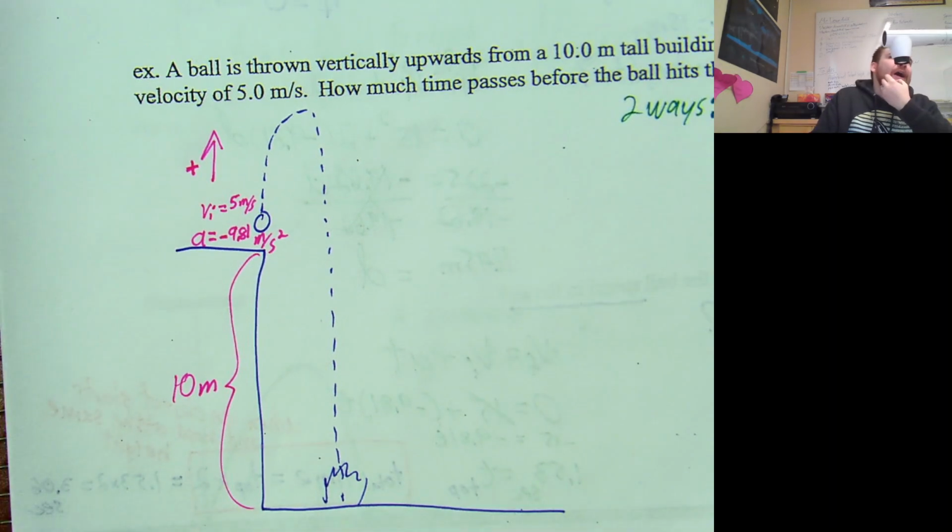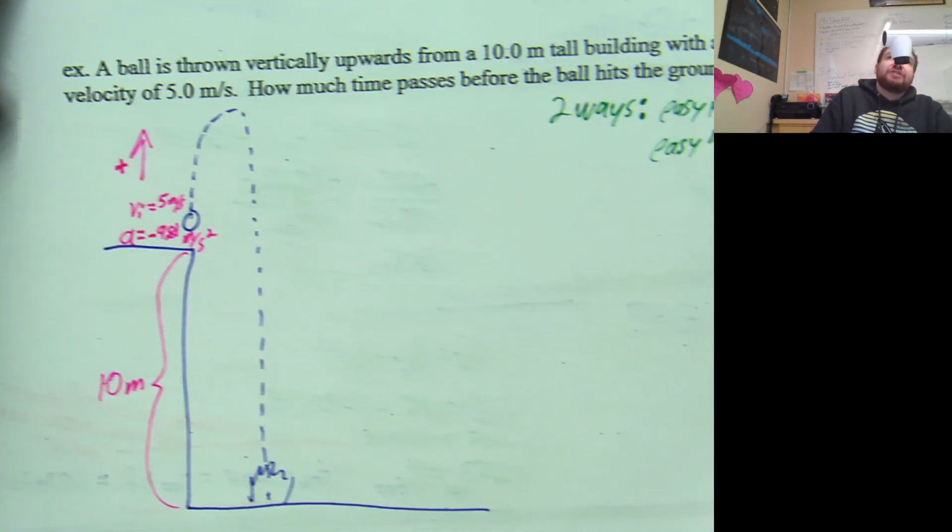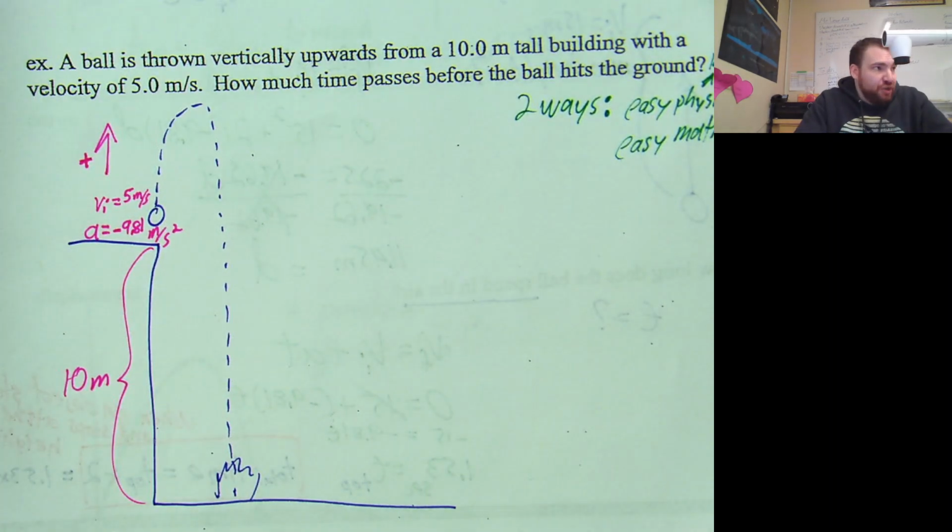And now, how you move on is going to determine what information you're allowed to use. Do we want the easy physics, hard math, or do we want the easy math, more work? Hands up for easy physics, hard math. Okay, let's do it.